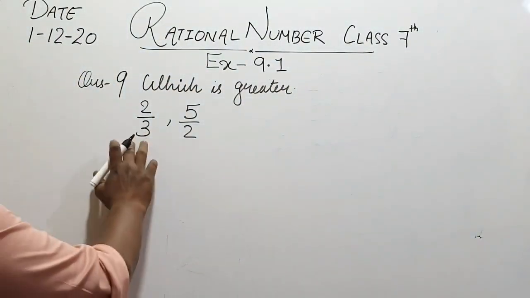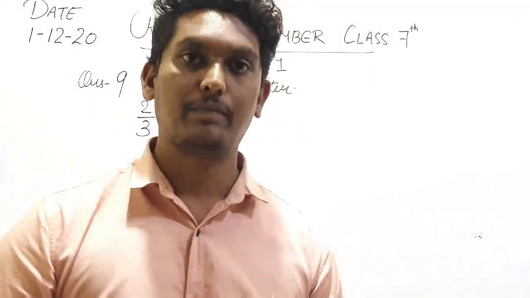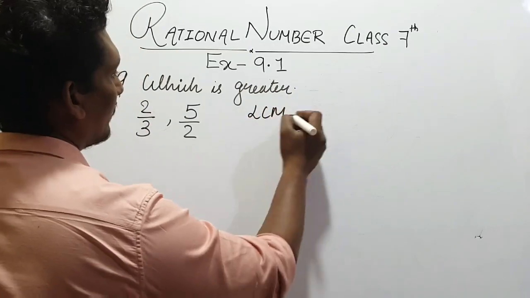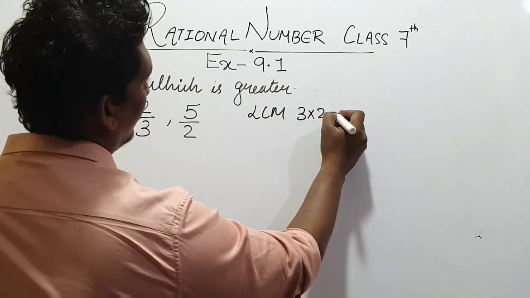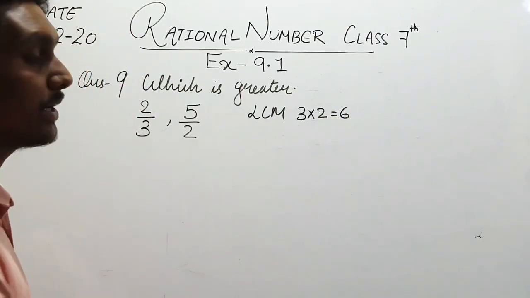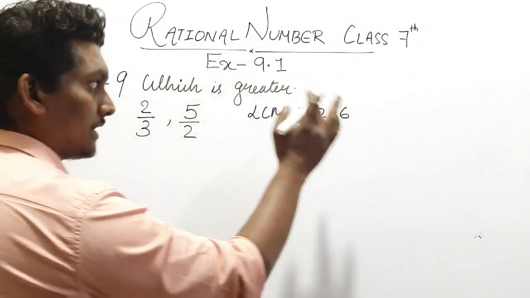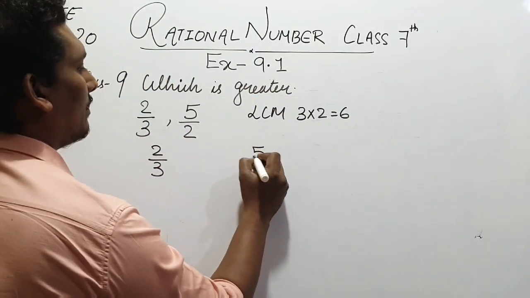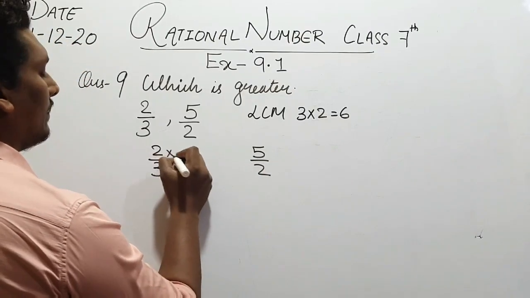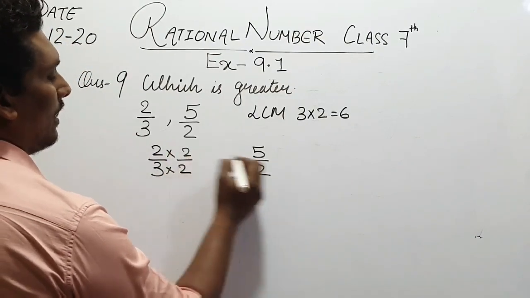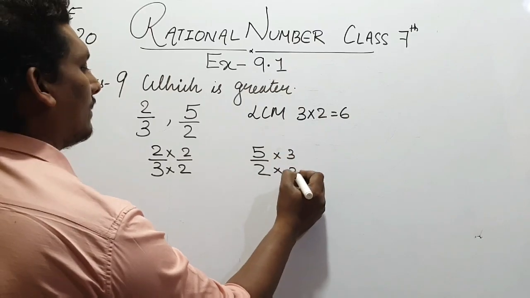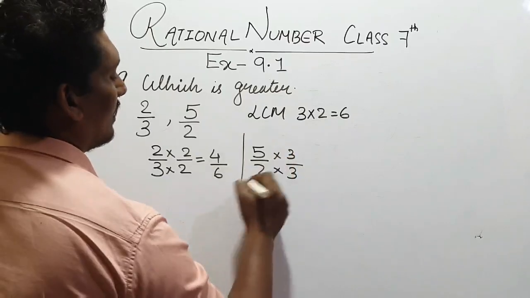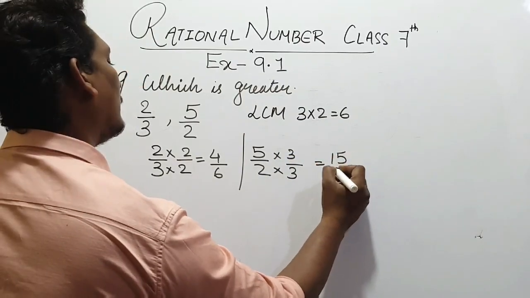Here also the denominators 3 and 2 are not the same. We have to find the LCM, the same thing we did in the previous exercise. 3 twos are 6, so our LCM is 6. We have to make the denominator the same, 6. So for 2 by 3 and 5 by 2, multiply with 2 here and with 3 here. The final answer is 4 by 6 and here the final answer is 15 by 6.